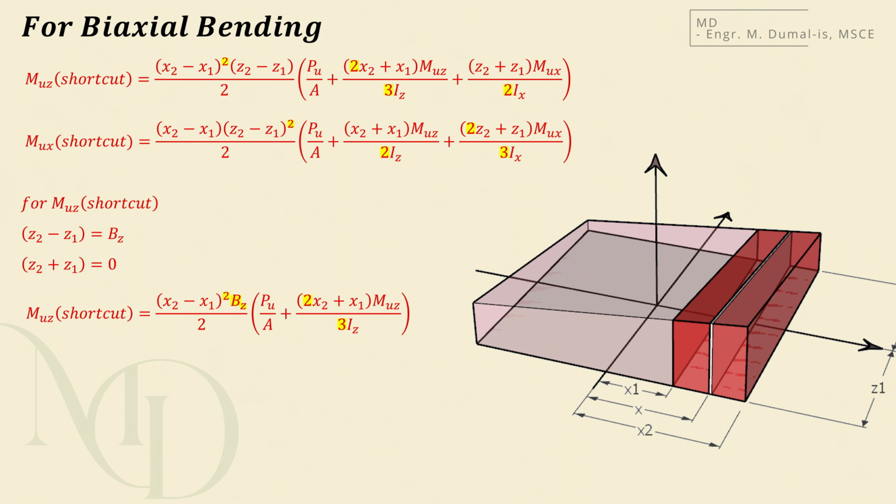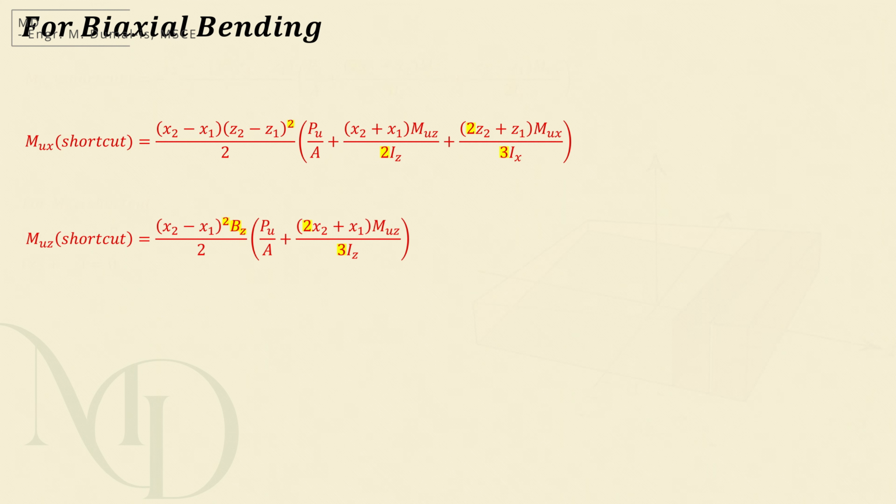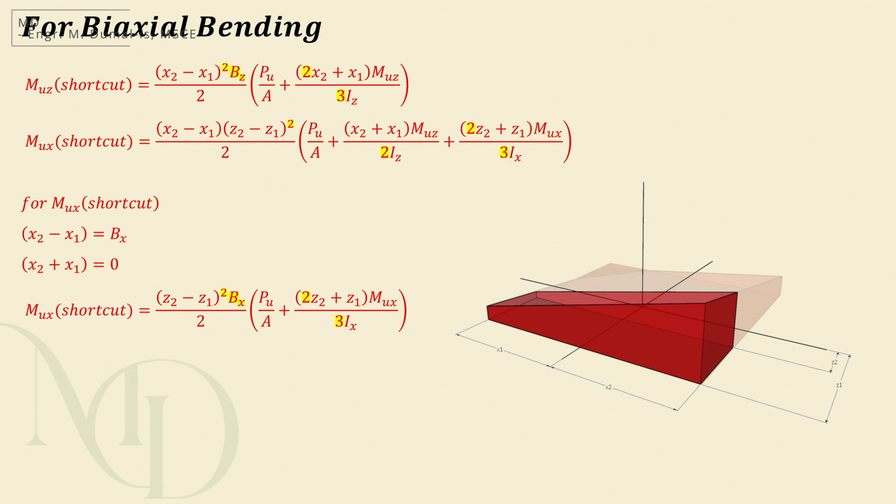If the stress distribution is in full compression and no tension occurs in any part of the slab, we can make further simplifications. For example, z2 minus z1 represents the full width along the z-axis, while z2 plus z1 becomes 0. Substituting these relationships simplifies the formula significantly. We can apply the same simplification to mux as well. This helps make the overall computation faster and more straightforward.